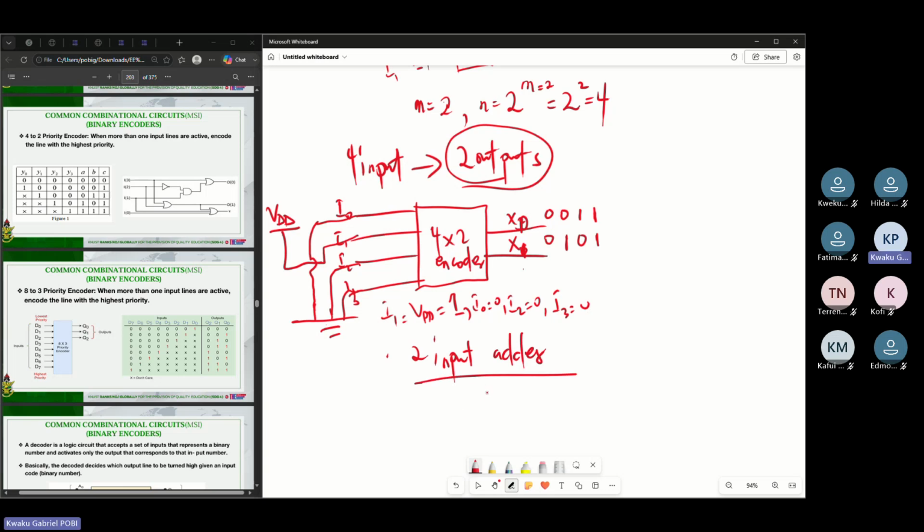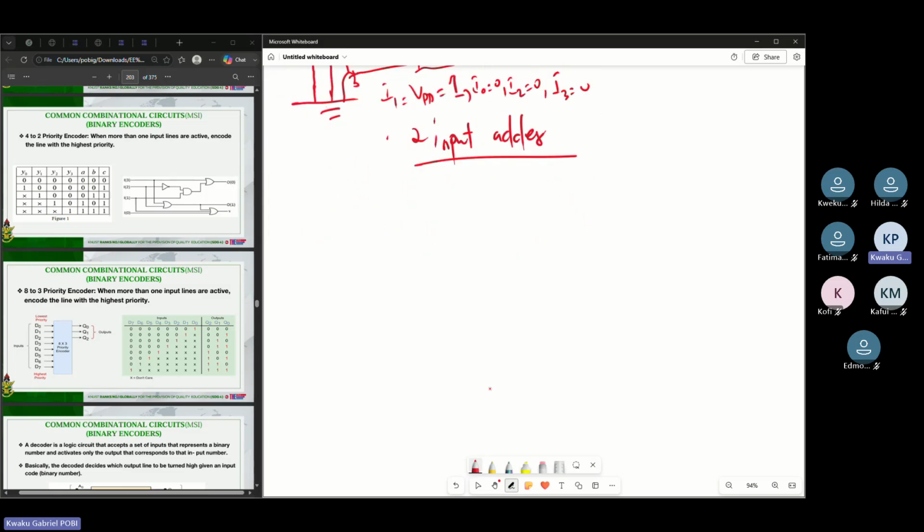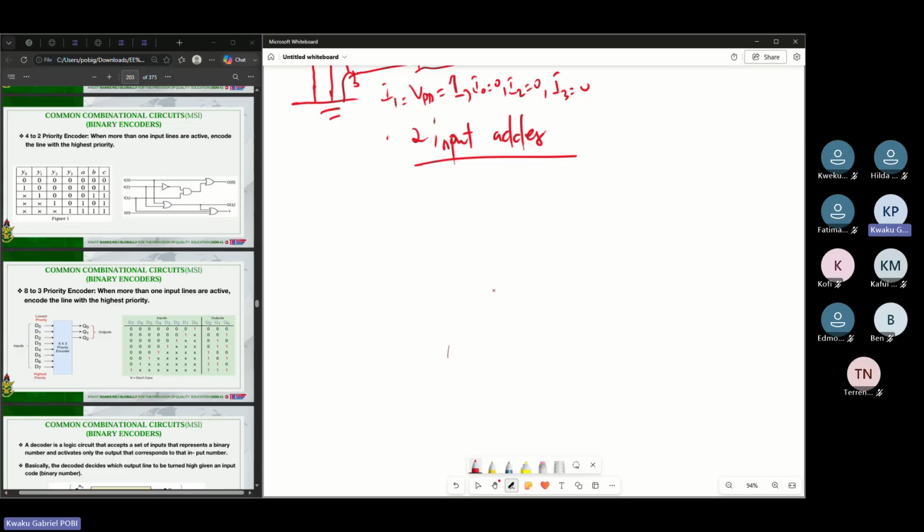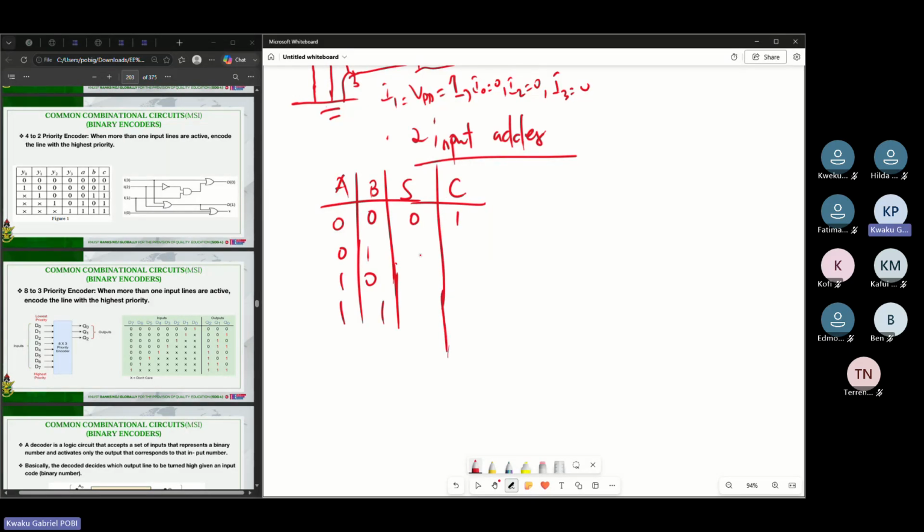If you are asked to implement an adder using an encoder, what you need to do is to know the truth table for an adder. That's the first thing you have to know. So let's say for a 2 input adder, you have A and B: 0, 0, 0, 1, 1, 0, and then 1, 1. And then you have its sum and carry: here is sum 0 carry 0, here is 1 carry 0, here is 1 carry 0, and then you have 0 carry 1, like that. Sorry, here is supposed to be a 0.